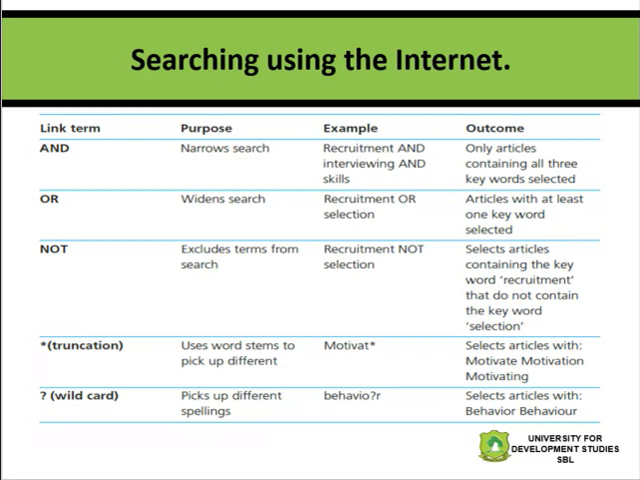For example, if we want to search for literature that contains the search terms recruitment, interviewing, skills, we can separate the search terms by the word AND in capital. So if we search for recruitment AND interviewing AND skills, our search results will be returned using only articles containing all the three keywords we have selected.